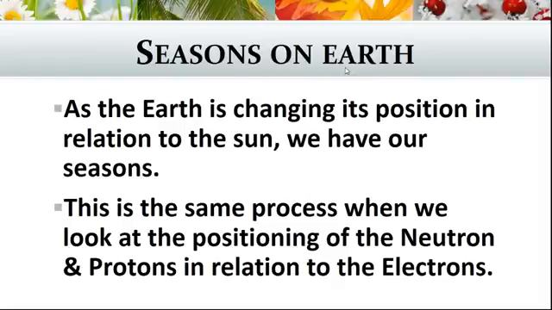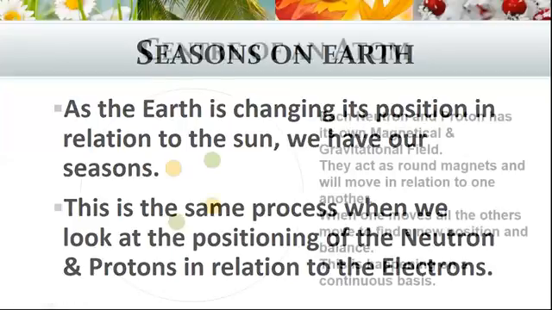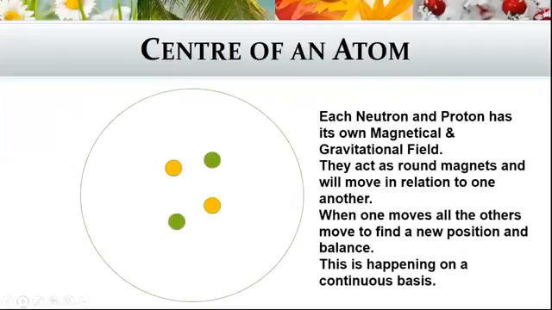All right. So we look at the earth. It's changing its position in relation to the sun, and we have our seasons, as we've been told, with the tilt of the earth. So that's changing. And this is the same process when we look at the positioning of the neutrons and protons in relation to the electrons as well. It all comes down to the positioning.